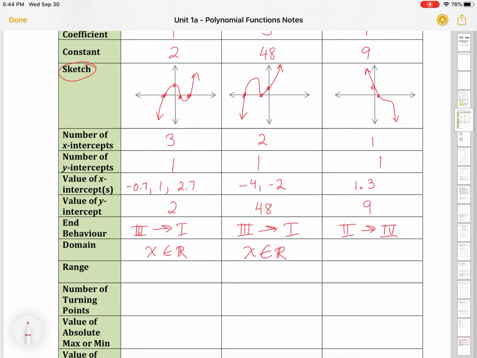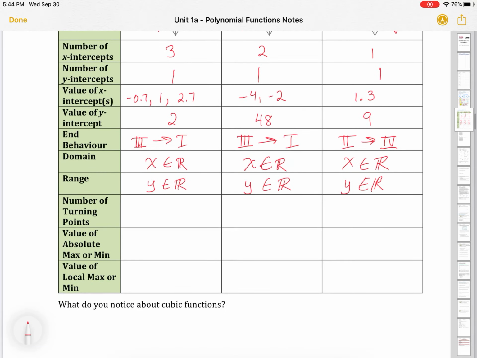X is in the set of real numbers. X is in the set of real numbers. And X is in the set of real numbers. And the range, Y is in the set of real numbers. Y is in the set of real numbers. And Y is in the set of real numbers. Number of turning points.